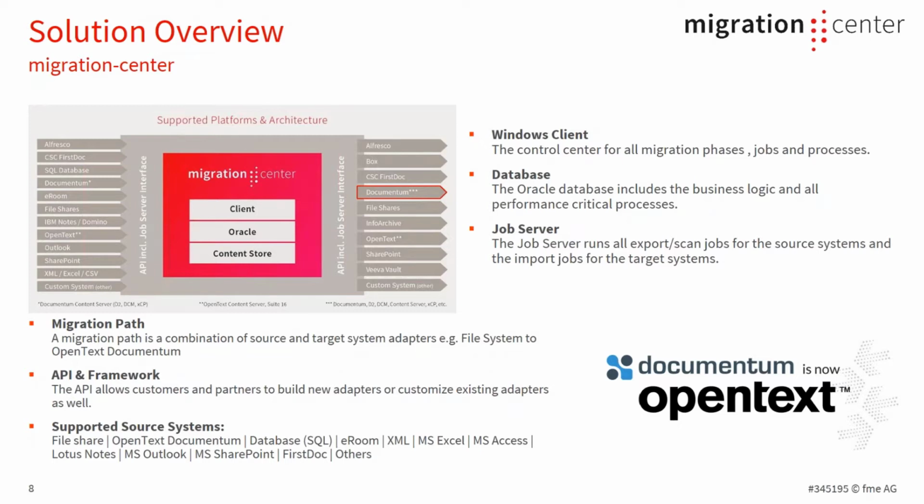On top of that, we also have an API available to develop your own connectors if you want to, or let the connectors be developed by FME or other partners. And we have a couple of other interfaces to integrate your metadata and content into the migration process, for example, using XML files, Excel spreadsheets, or CSV files. So that's a little bit of an overview of the architecture.